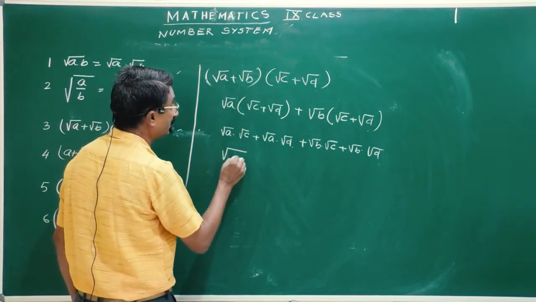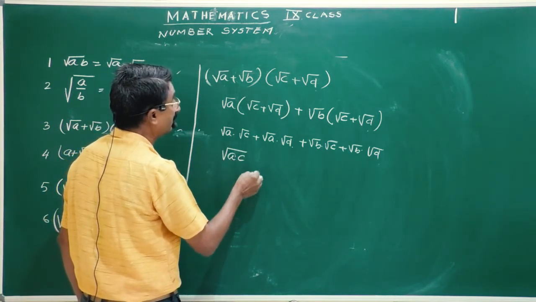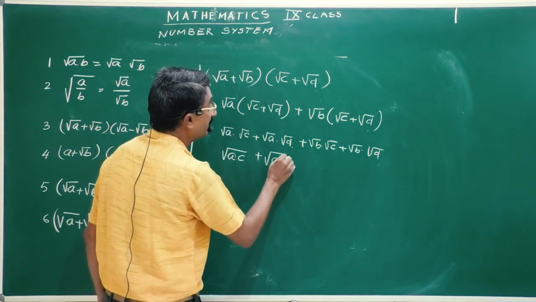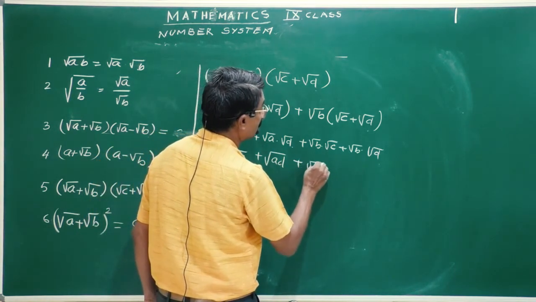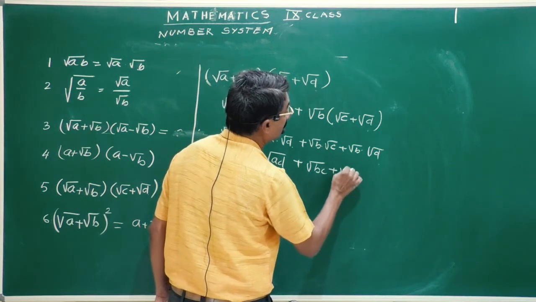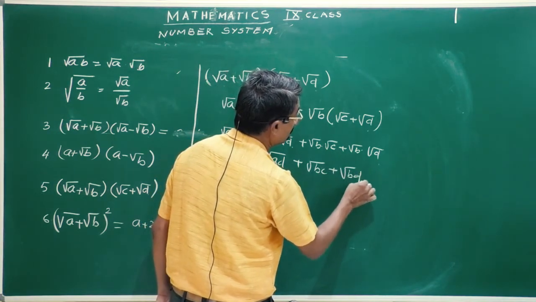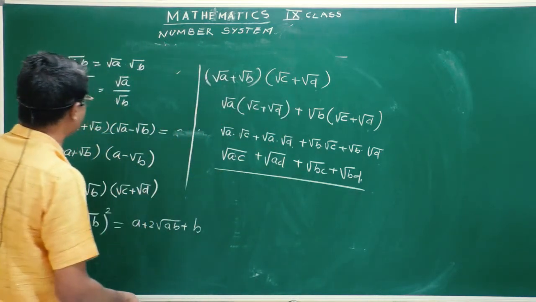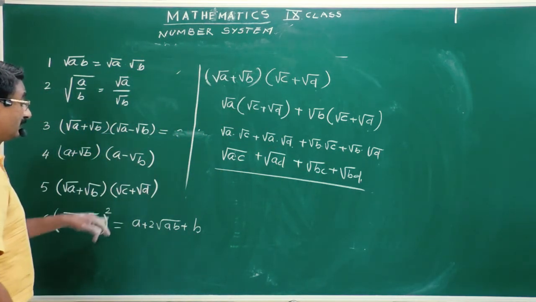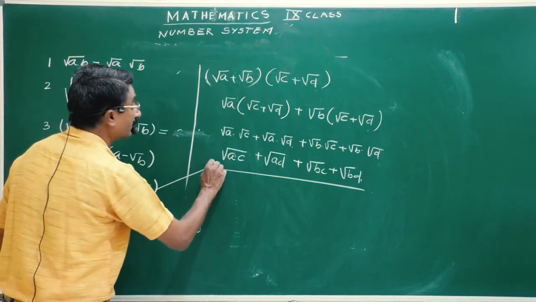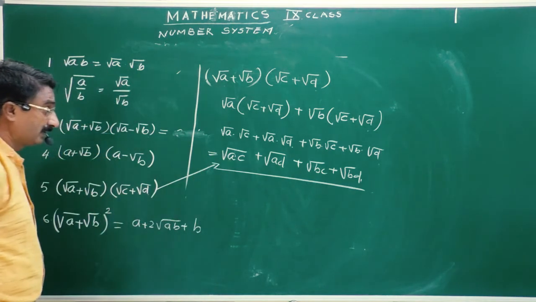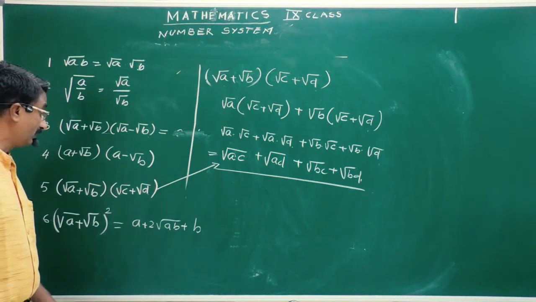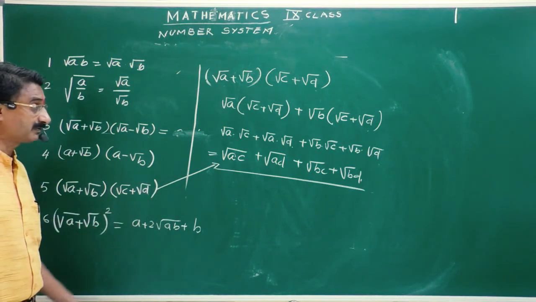So using the first identity, under root ac plus under root ad plus under root bc plus under root bd. So this is the solution which is written here. This is the solution for this one: under root AC plus under root AD plus under root BC plus under root BD. So you can solve a number of problems on this.